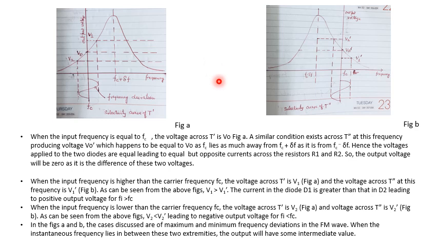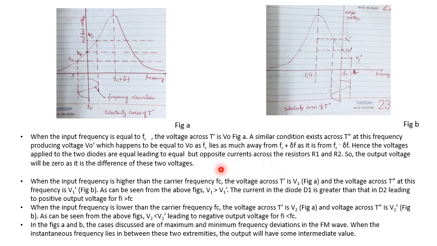Therefore, we can say that the voltage VR1 and voltage VR2 are equal as the currents are equal. Hence the output voltage, which is equal to VR1 minus VR2, will be 0. Hence we can say that when the frequency of the incoming signal is equal to the carrier frequency, the output voltage is 0.